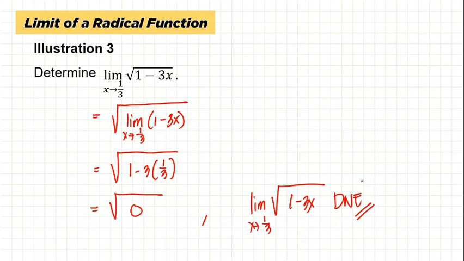Okay, so ganun siya. Even though yung square root of 0 is equal to 0, since we are looking for the limit, dapat yung nasa loob should be greater than 0 when n is even. So in this case, the limit does not exist. Okay, so that's it for the limit of algebraic function.